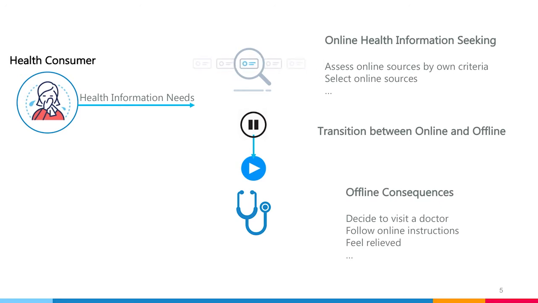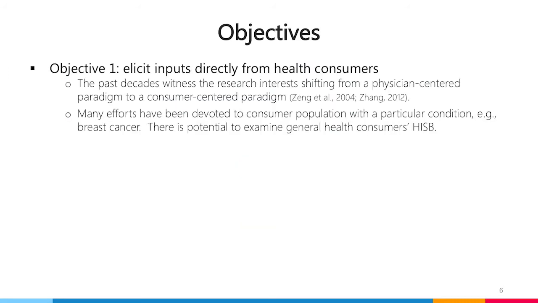This oversimplified scenario illustrates the process we focus on in this study, and it also highlights 3 objectives of this work, which are health consumers' perspectives, consumers' self-selection criteria and actual selections, and the transitions between online and offline. So the first objective of this work is to elicit inputs directly from health consumers. Following the consumer-centered paradigm, we expected to use qualitative methods to invite general health consumers to talk about their own perspectives towards online health information seeking.